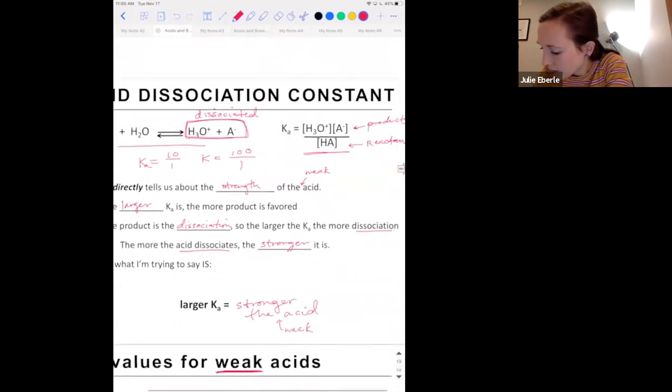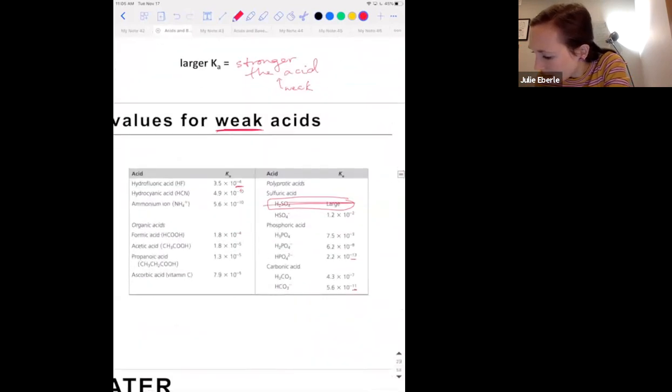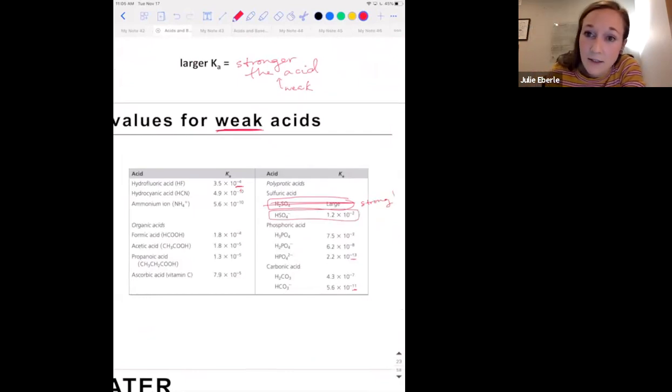Okay, so this one is actually not a weak acid. This is a strong acid. But right beneath it, HSO4 minus is still an acid. And of the acids on this table, it has the largest Ka value. It's only 10 to the minus 2, which is still a small number. But compared to the others, it's the highest one on here. So this is the strongest weak acid.